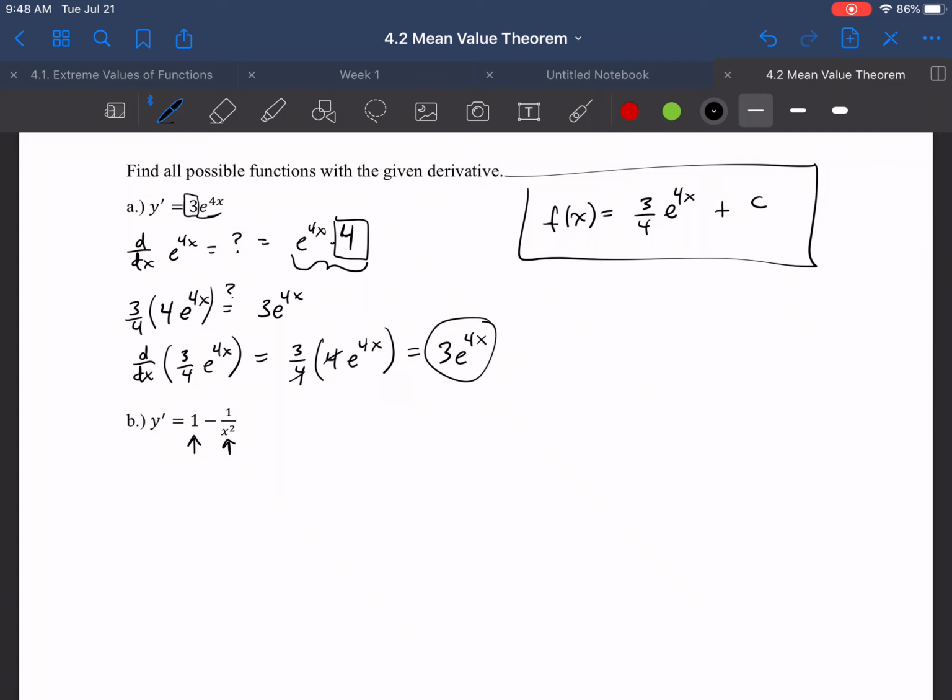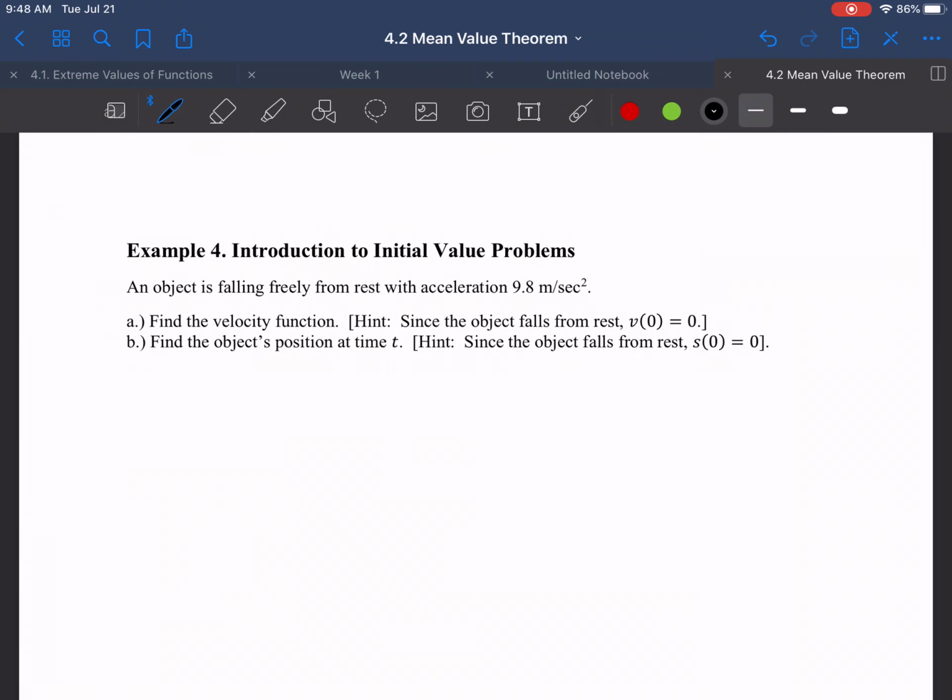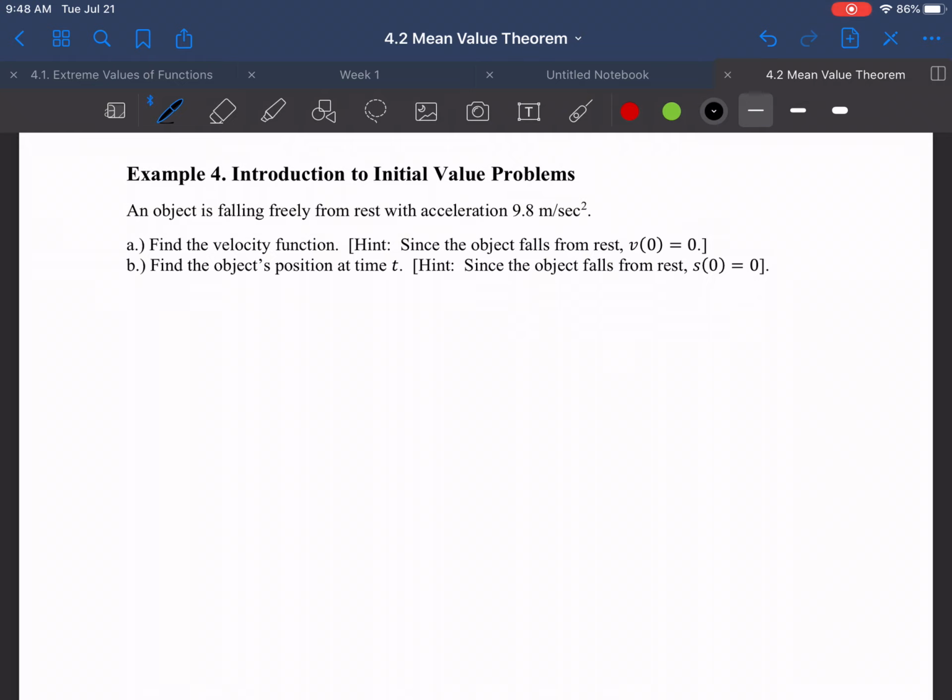All right, so let's take a little look here at an introduction to initial value problems. So an object is falling freely from rest with an acceleration of negative 9.8 meters per second squared, and that is actually the free fall acceleration near Earth's surface. And we're going to want to try and go through and do this. Now, to make this a little similar, I'm going to set that equal to g, just like it would be in a physics class. g is going to represent negative 9.8 meters per second squared. And just to make that a little more clear, I'm going to write g equals negative 9.8 meters per second squared. There we go. That's free fall acceleration near Earth's surface.